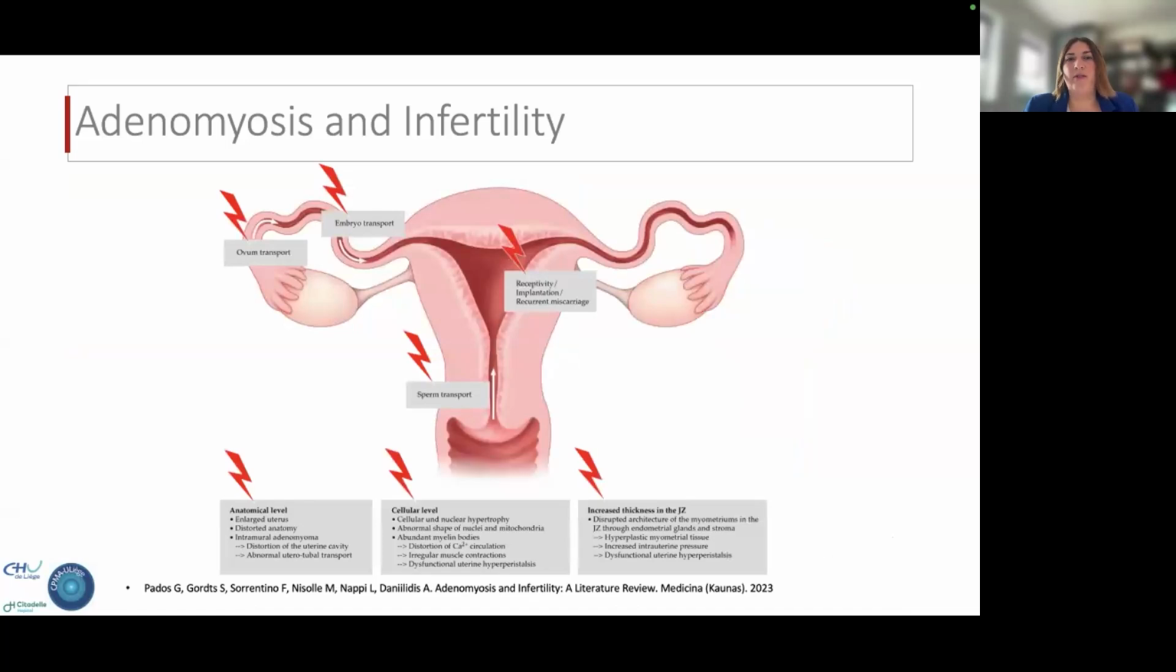Adenomyosis impairs fertility through several mechanisms. Anatomical changes like enlarged uterus or intramural adenomyomas can disrupt sperm migration, embryo transfer, and implantation.